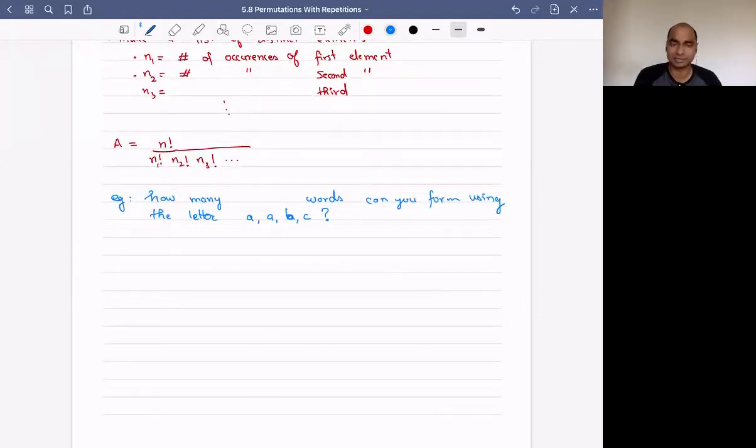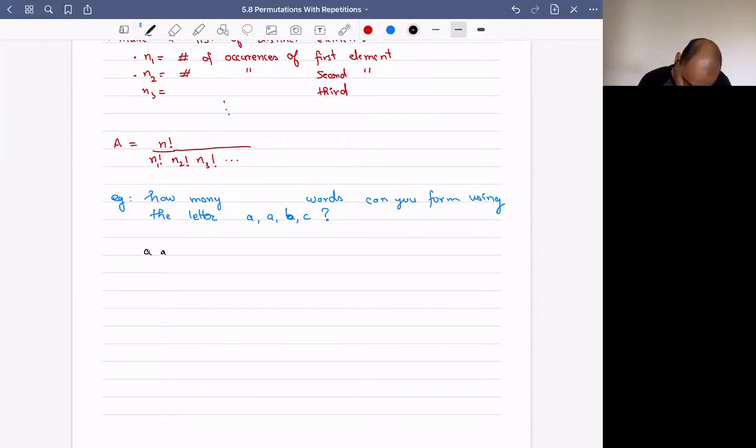The question I'm interested in is how many words can I form using the letters A, A, B, C? So I have to use all the letters and I can put them in any order. I'm not currently concerned with whether it has a meaning or not in English. Okay, so I can put A, B, C, A in various orders. Let's try to do it by hand without any theory and see how long it takes.